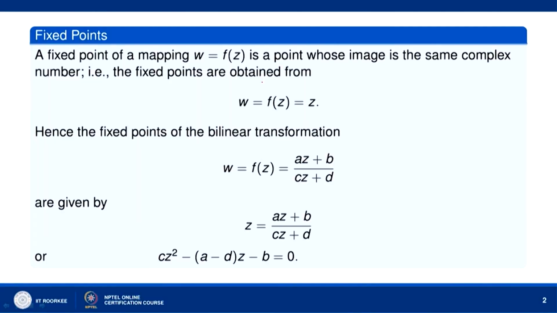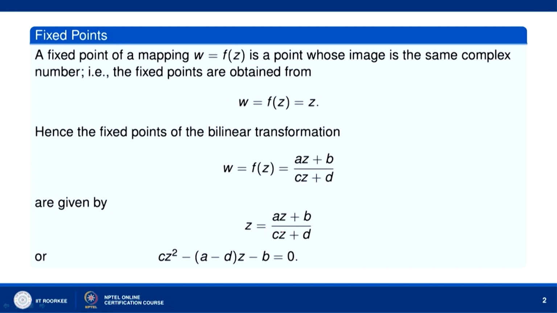Suppose we have a mapping W = f(z). By a fixed point of W = f(z) we mean a point whose image under the function W = f(z) is the same complex number, that is, the fixed points of W = f(z) are obtained from the equation f(z) = z. Hence, in particular, the fixed points of the bilinear transformation W = (az + b)/(cz + d) are given by (az + b)/(cz + d) = z.